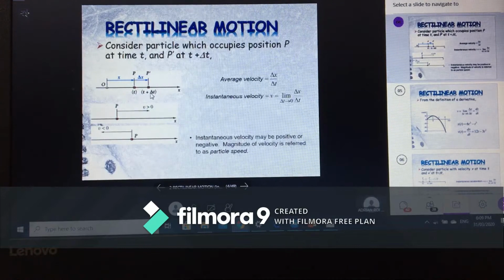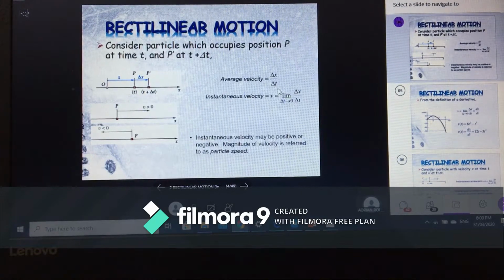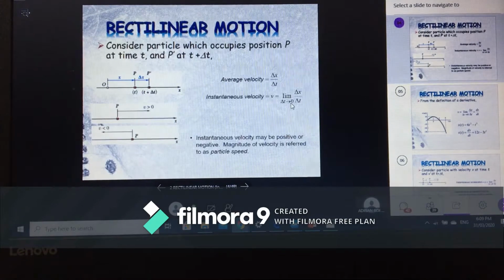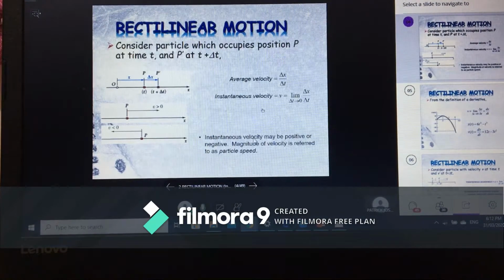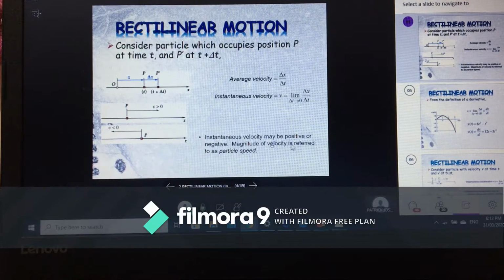Okay? So average velocity is equal to delta x over delta t. And we call the instantaneous velocity v the limit of the ratio of delta x over delta t as delta t approaches 0. Alright, so instantaneous velocity may be positive or negative, and the magnitude of velocity is referred to as particle speed.